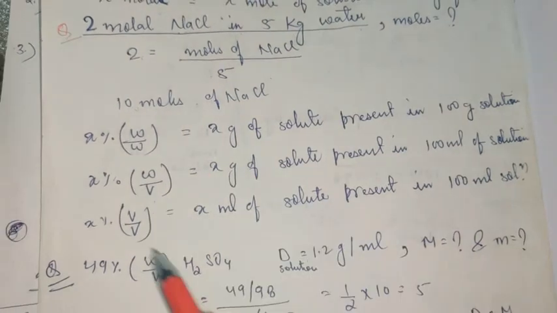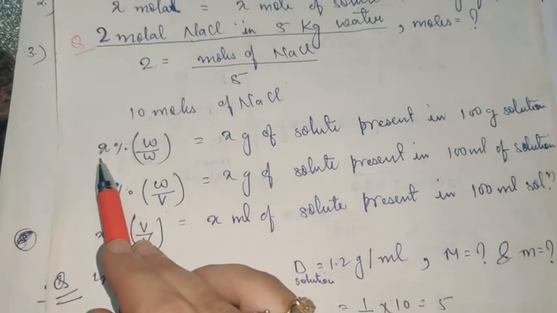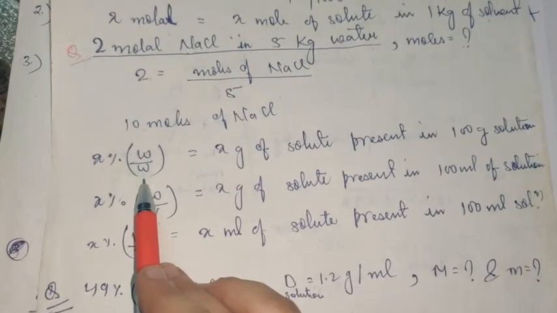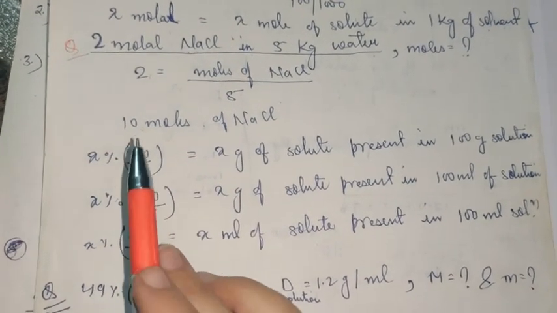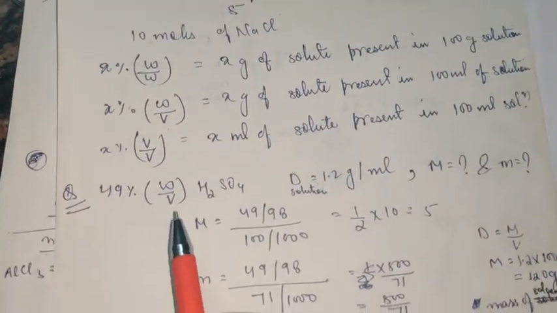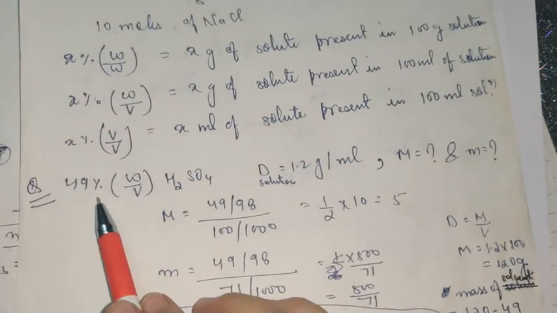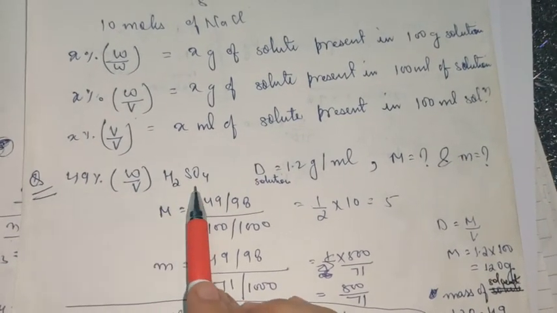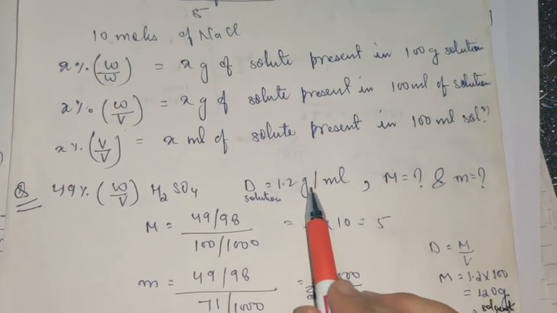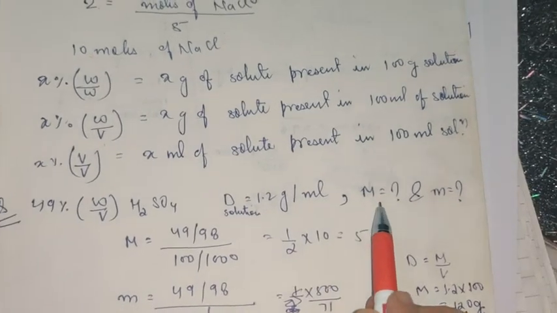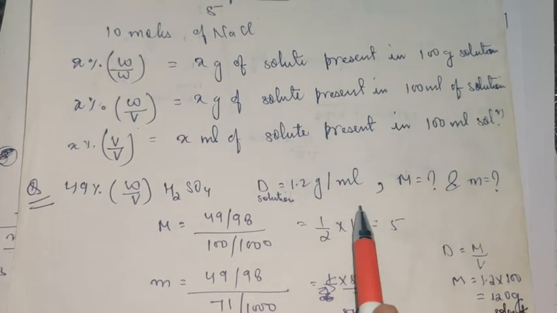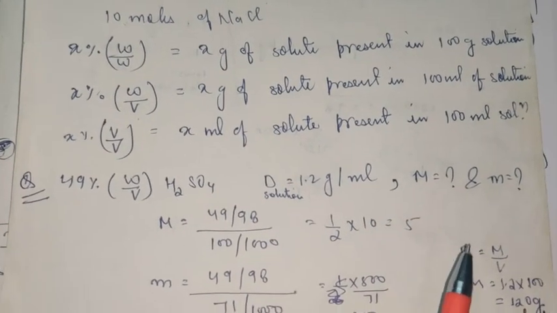Right? So you need to remember these. Like, if suppose the question is 10% weight by weight, what does it mean? 10 gram of solute present in 100 gram of solution. So suppose the question mentions 49% weight by volume H2SO4 is given, density of the solution is 1.2 gram per ml. You have to find out molarity and molality both. You can pause the video, try solving the question on your own, and then you can compare.